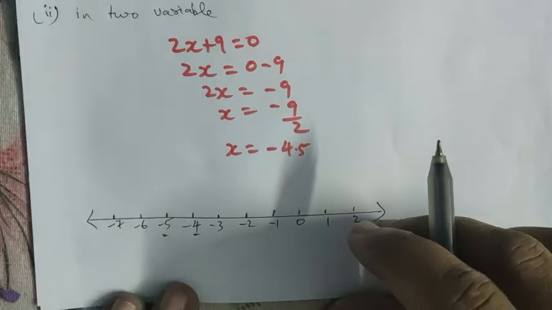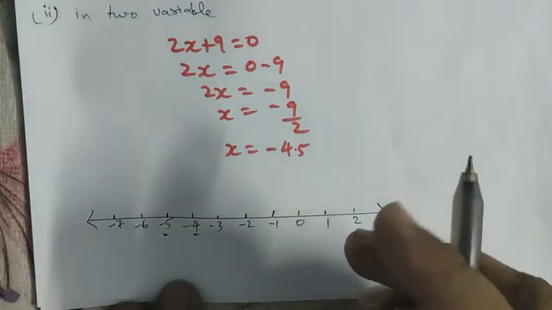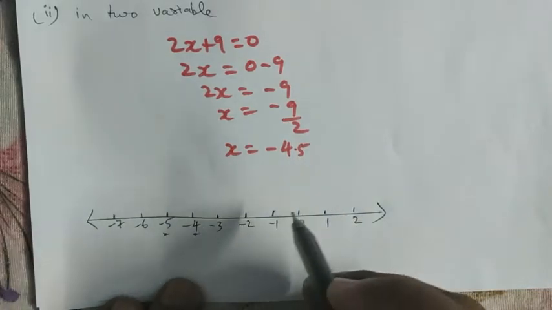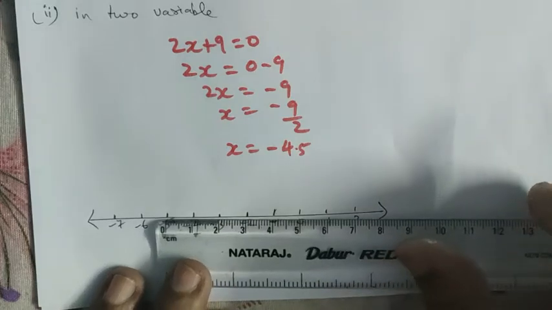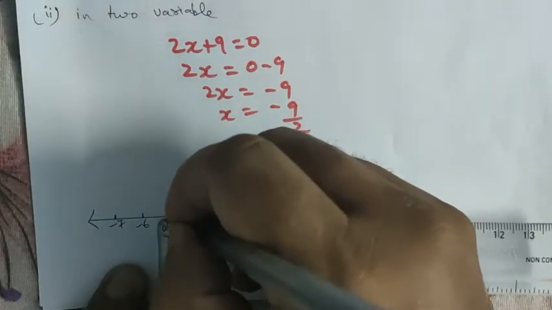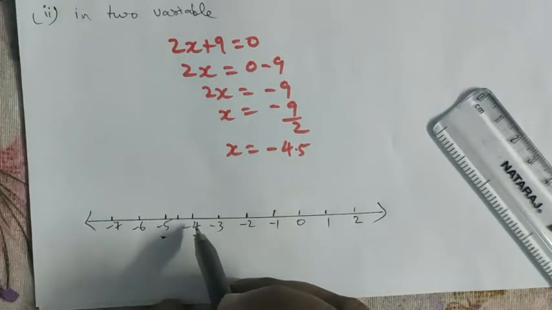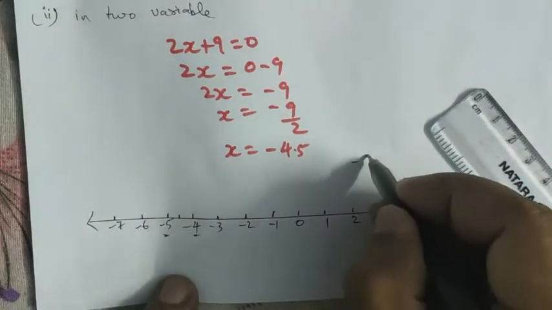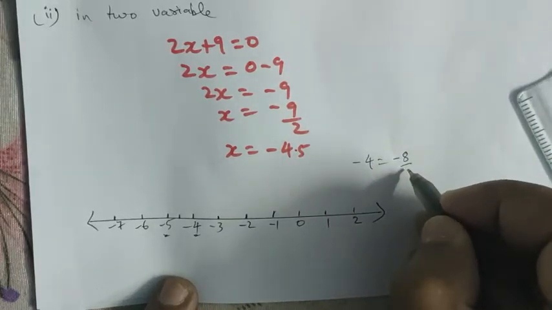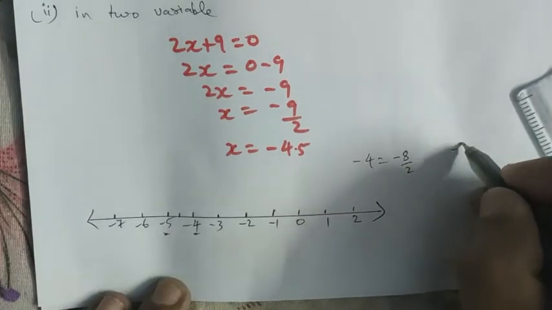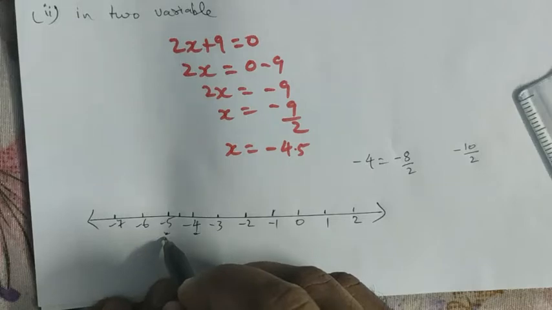We have already discussed in chapter 1, number system, how to represent a rational number. Similarly we will do here. Minus 4.5 will be between minus 4 and minus 5. If you want to represent minus 9 by 2, minus 4 can be written as minus 8 upon 2, and minus 5 can be minus 10 upon 2.